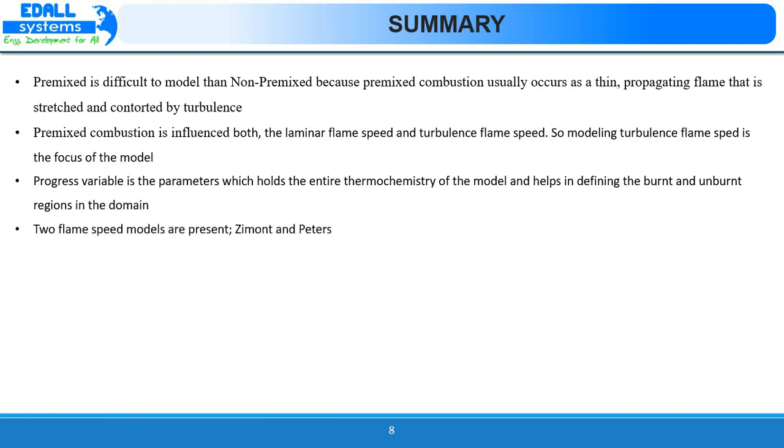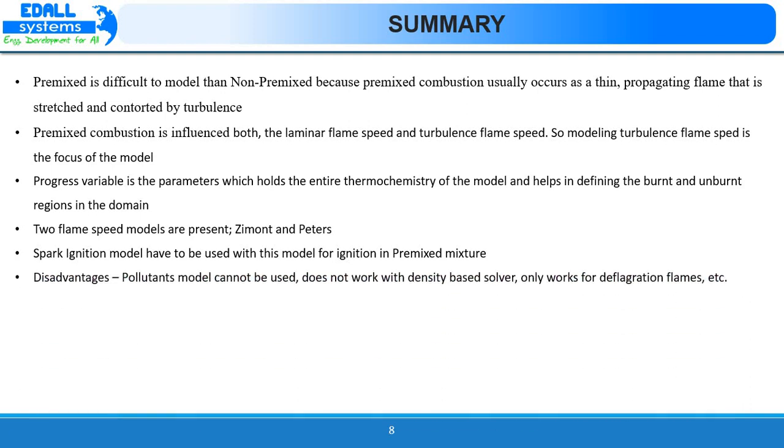So this model offers two flame speed models, that is Zimont and Peters flame speed model. So based on what condition we are dealing with, we can select a turbulent flame speed model. Then we have seen that we can use the spark ignition model along with the premixed combustion model to ignite the premixed mixture which is present at our inlets. Then we have seen some of the disadvantages of the model, that pollutant models cannot be used along with it, it does not work with the density based solver, and only deflagration flames can be modeled using premixed combustion. Then at last we have seen all the steps which are useful in modeling premixed combustion in detail.